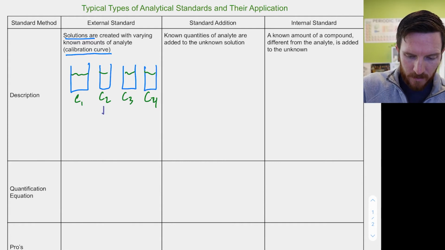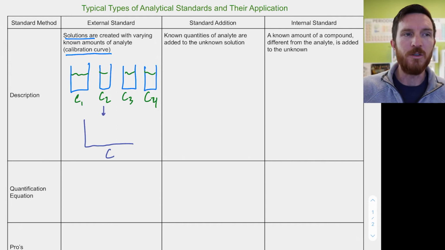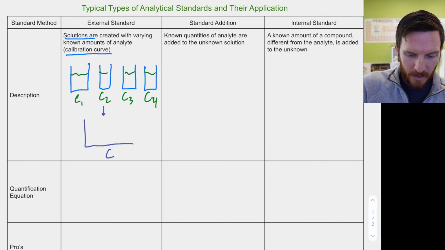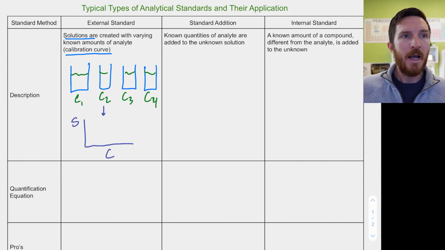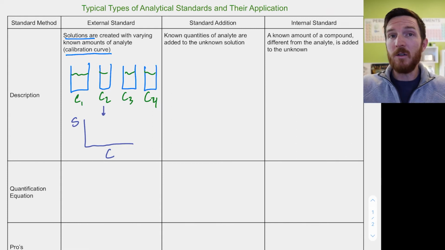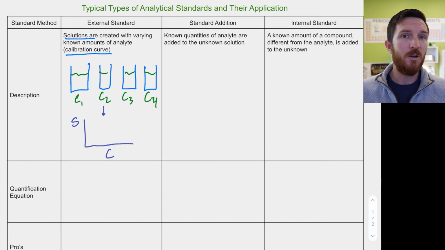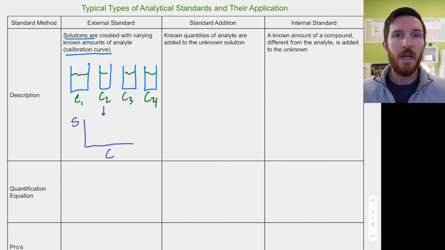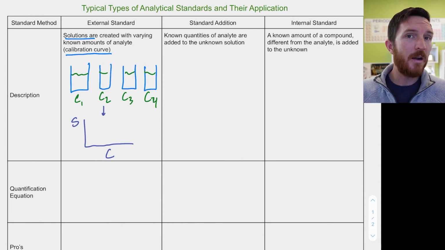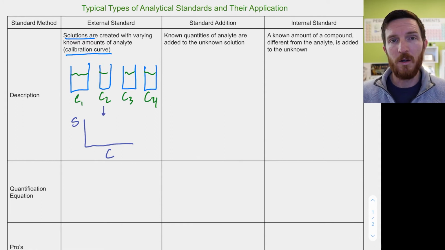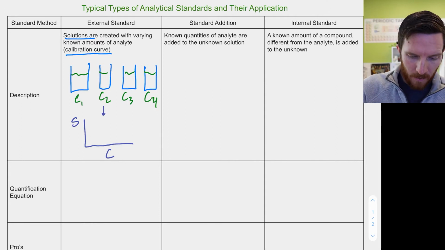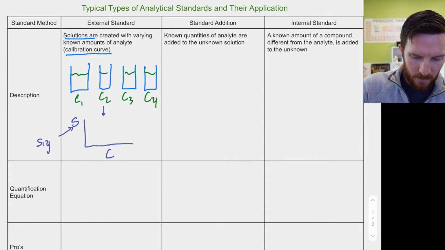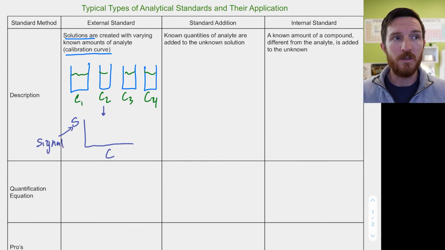So we'll take those and create a calibration curve where we have our concentration. And then we take our signal. Whatever that signal is, it could be an absorbance, it could be an emission value, it could be fluorescence, it could be the area when we're looking at maybe a chromatogram. There are all different kinds of signals that we could get here. And I'm going to use S for our signal and C for our concentration.